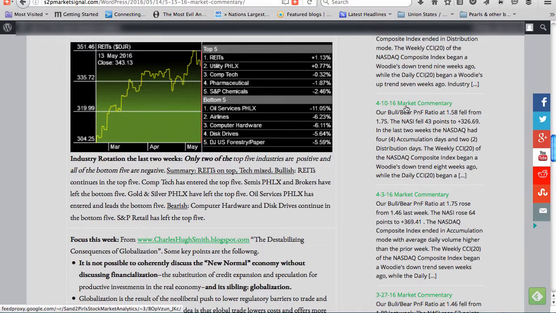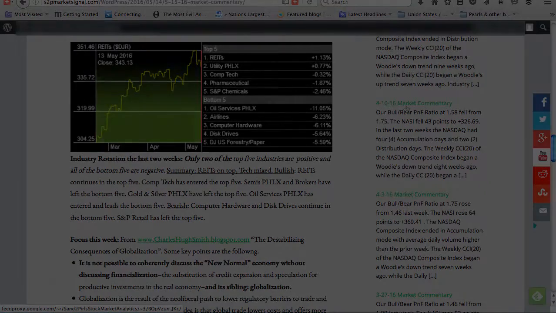Semis and brokers have left the bottom 5. Gold and silver have left the top 5. Oil services has entered and leads the bottom 5. Bearish, computer hardware and disk drives continue in the bottom 5. S&P Retail has left the top 5.